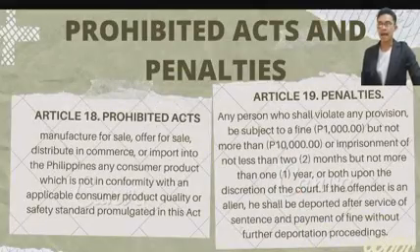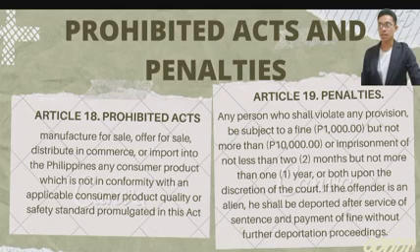So, the prohibited acts and penalties in these chapters. Article 18, the prohibited acts. It shall be unlawful for any person to manufacture for sale, offer for sale, distribute in commerce, or import in the Philippines any consumer product which is not in conformity with an applicable consumer product quality or safety standard promulgated in this act. So, klaro kay diri nga gi-state that any person or manufacturer nga ga-import og mga product gikan sa laing bansa without wala nag-undergo og check or dili certified na mga product nga gi-import inside the Philippines is illegal.